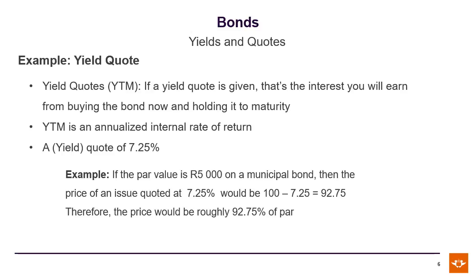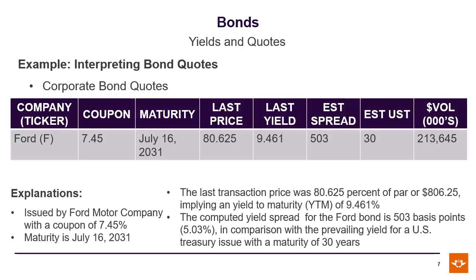This is an example of a yield quote. Yield quotes give quotes in terms of yield to maturity. If a yield quote is given, that's the interest you will earn from buying the bond now and holding it to maturity. Yield to maturity is an annualized internal rate of return. For example, if the par value is 5,000 Rand on a municipal bond, then the price of an issue quoted at a yield of 7.25% would be 100 minus 7.25, which is 92.75. Therefore, the price would be roughly 92.75% of par.